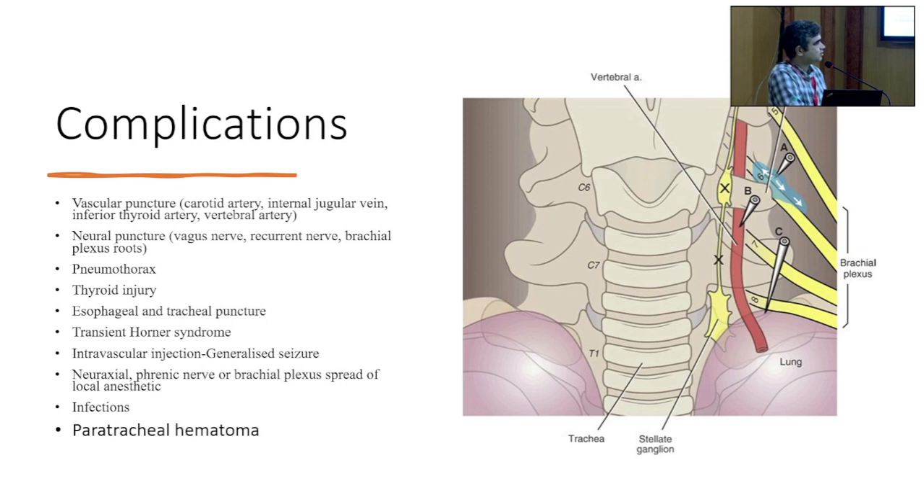So what may be the various complications? The complications are numerous, so this is to be done very meticulously. It may be vascular puncture of the common carotid or internal jugular, inferior thyroid artery or vertebral artery. With needle puncture, a few nerve roots may be damaged, like the vagus, recurrent laryngeal, brachial plexus or the phrenic. There may be pneumothorax because you can see the dome of the lung just nearby. This is the stellate ganglion and the lung is just nearby. So there may be thyroid injury, esophageal or tracheal puncture, the transient Horner syndrome, which many times we see. Then intravascular injection may lead to generalized seizure, and then infection, and there may be paratracheal hematoma.